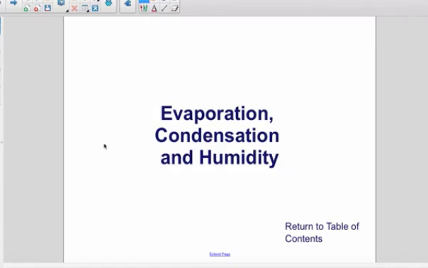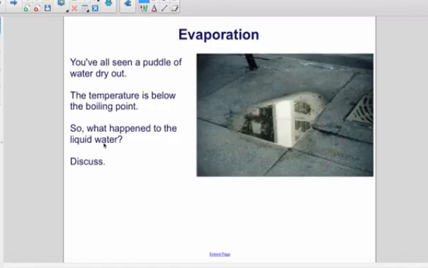Evaporation, condensation, and humidity. You've all seen a puddle of water dry out. The temperature is below the boiling point. So what happened to the liquid water? Discuss.